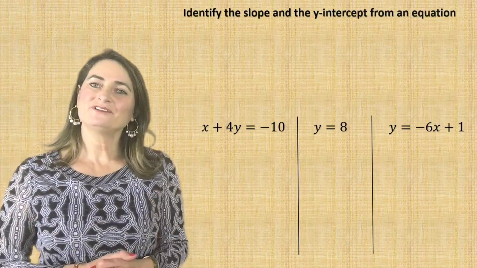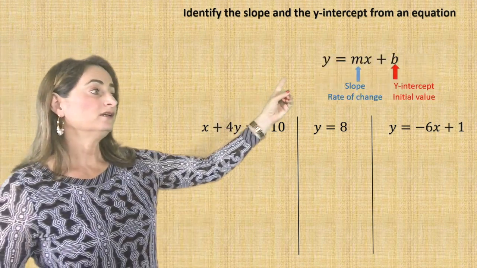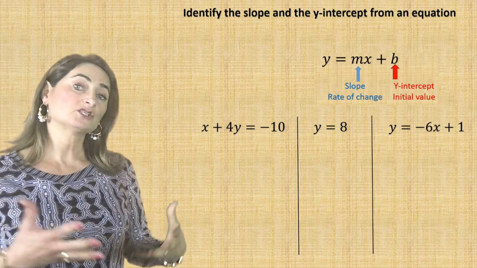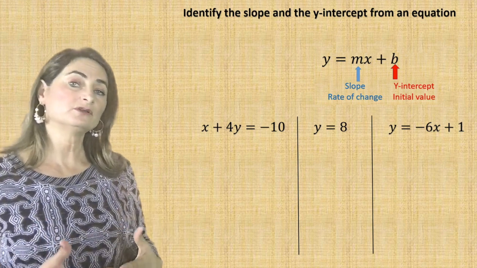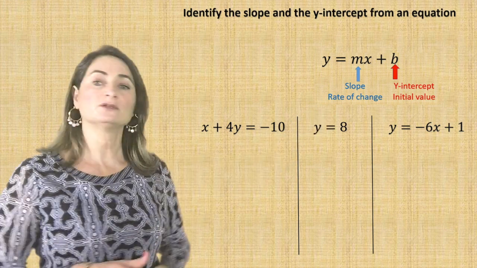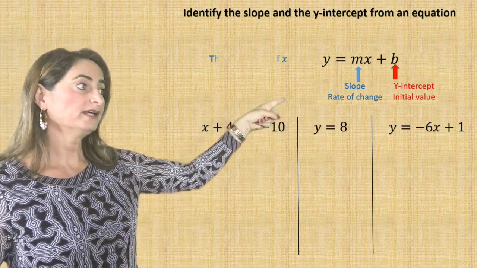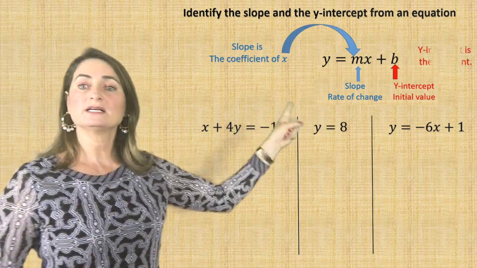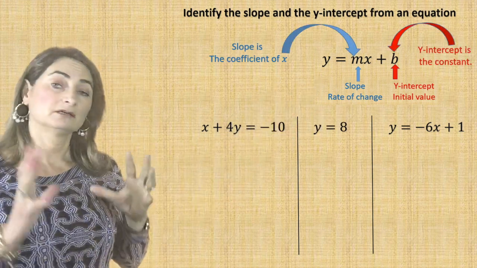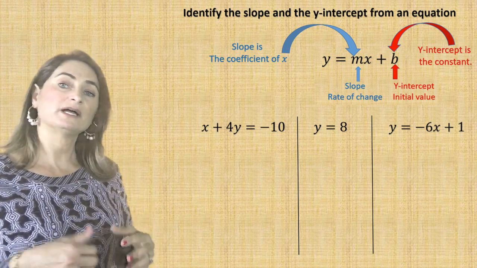How can you identify the slope and the y-intercept from an equation? If it's written in y equals mx plus b, that's slope-intercept form. So they're giving you the slope and the y-intercept, where m is the slope or the rate of change and b is the y-intercept. Keep in mind, the slope is the coefficient of x and the y-intercept is the constant, which is b. Constant stands by itself, coefficient is attached to the x. You're multiplying it by the x.